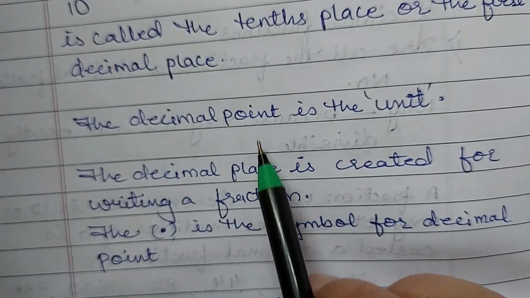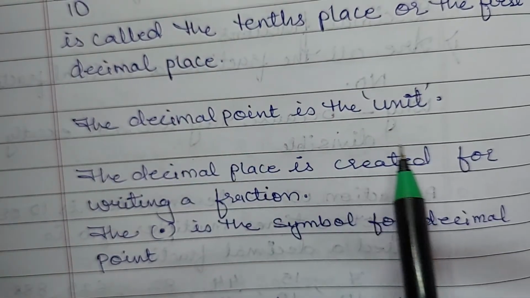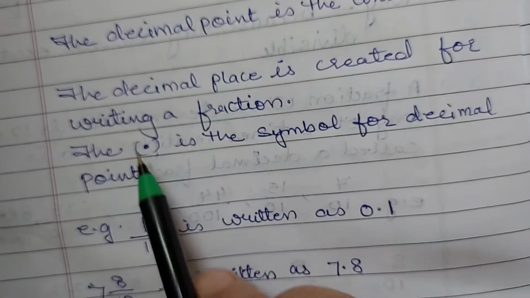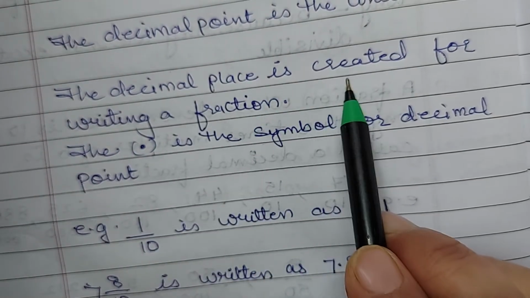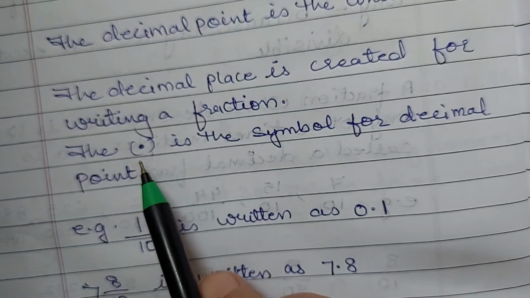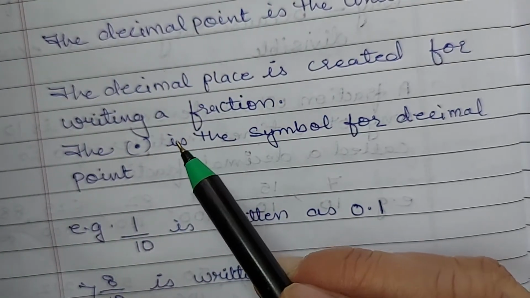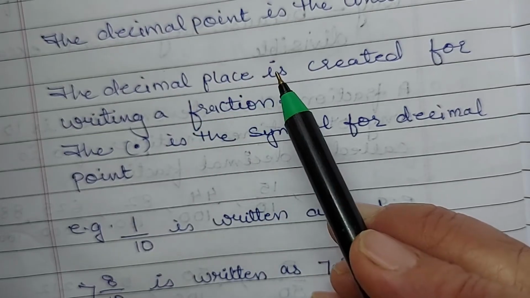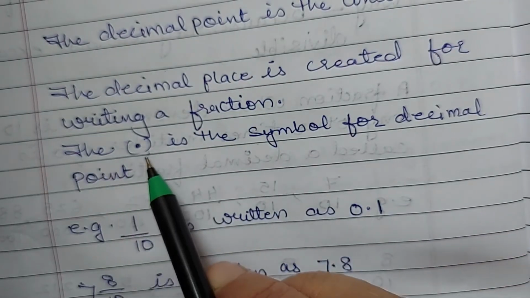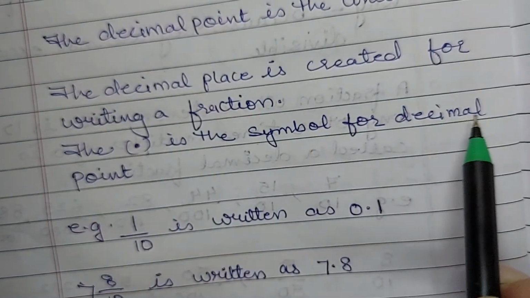The decimal point is the unit. What is the decimal point? Now the decimal place is created for writing a fraction. Why is it created? Why are we using it? We are using it to write a fraction. Understood, children? This point is the symbol for the decimal point.